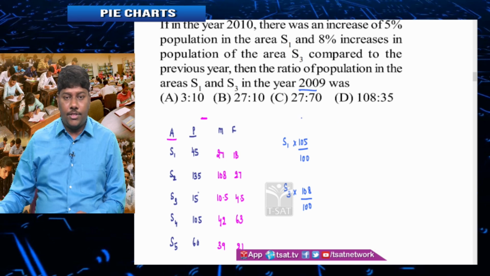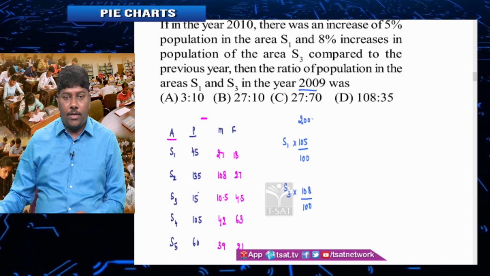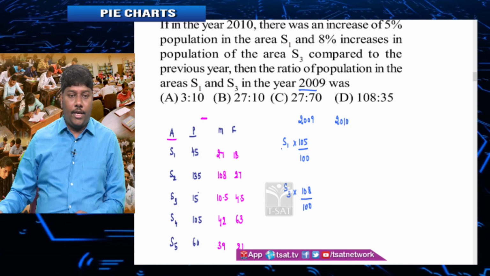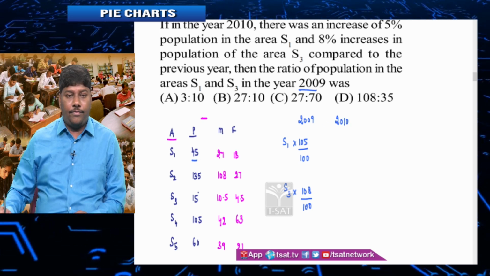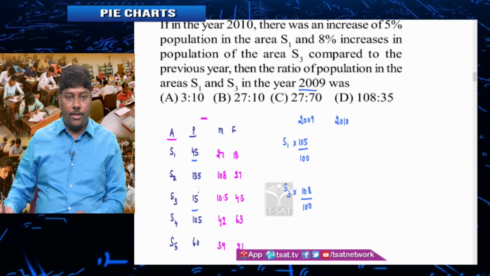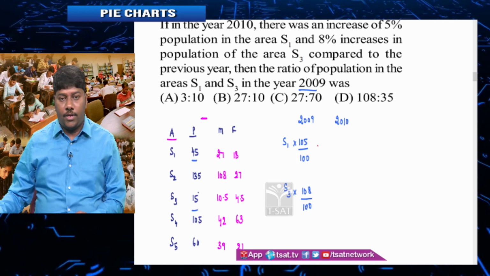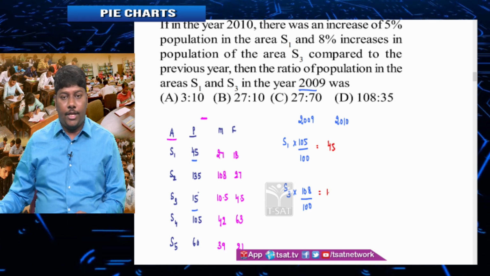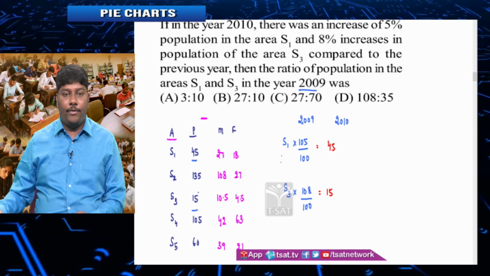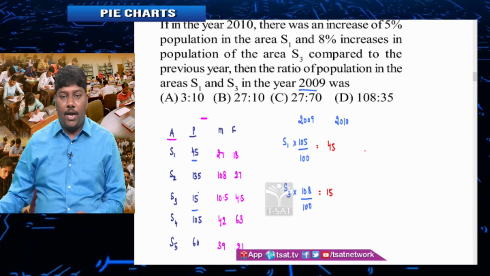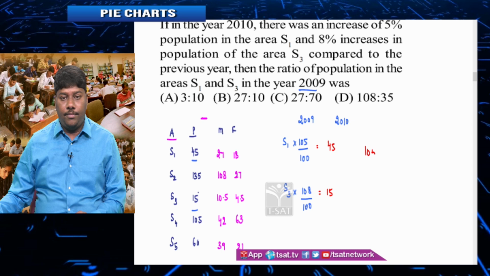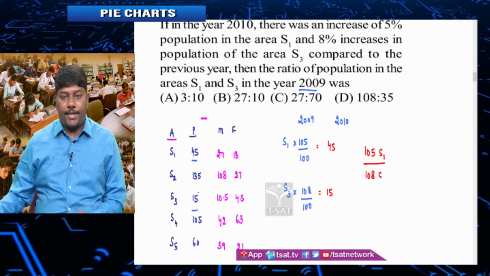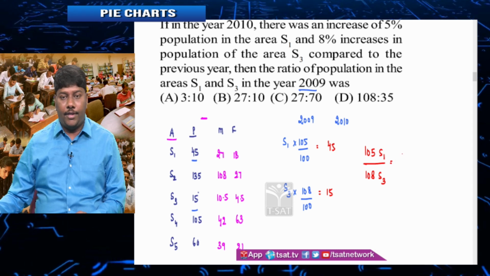Now, this is in 2009. Now in 2010, they are respectively becoming how much? S1 population was 45, S3 population is 15. So 105 S1 is equal to 45, and 108 S3 is equal to 15. Take equation 1 and take equation 2 and then divide it. 100, 100 get cancelled. I would say 105 S1 by 108 S3 is equals to 45 by 15, which is 3 to 1.